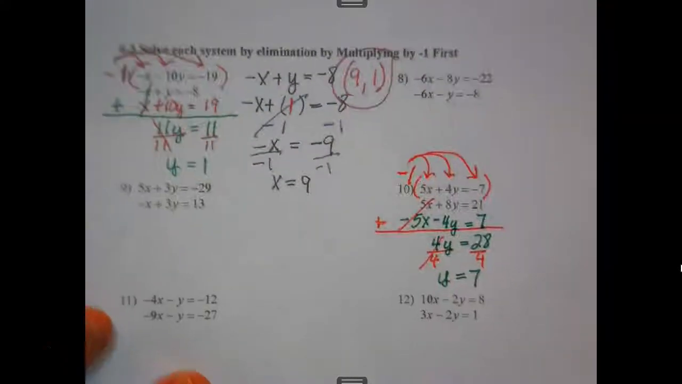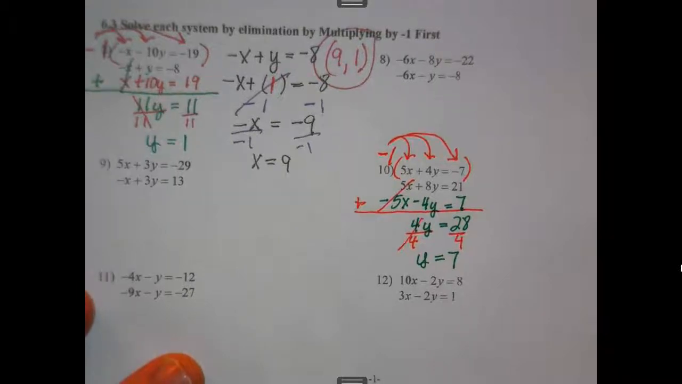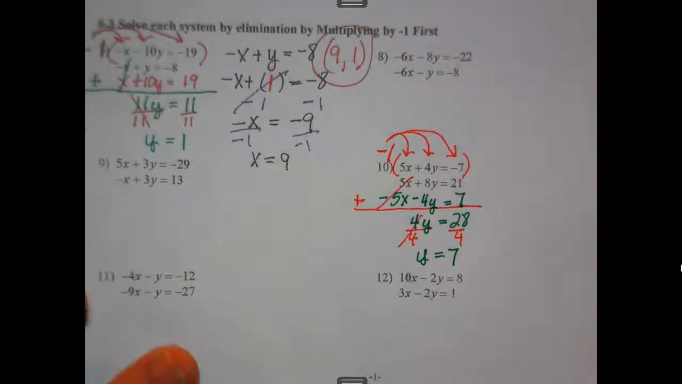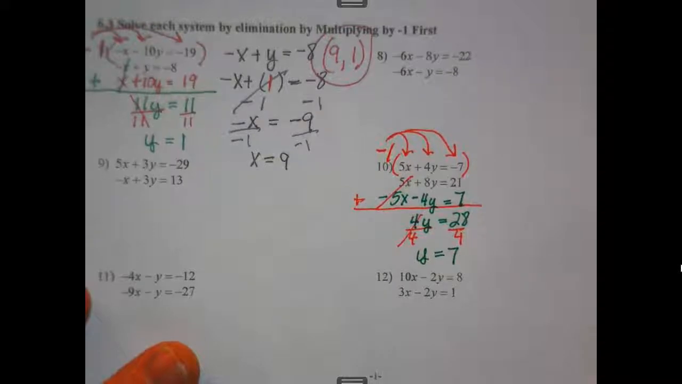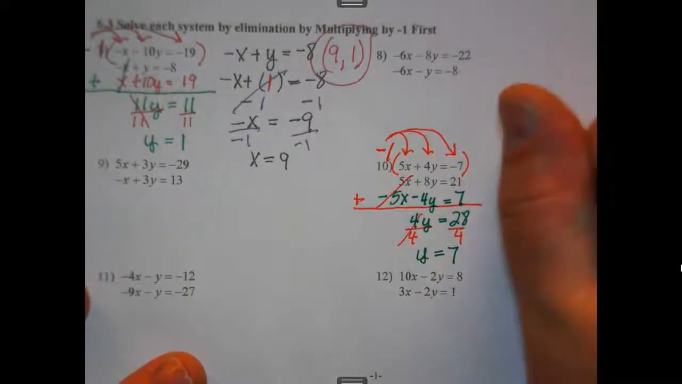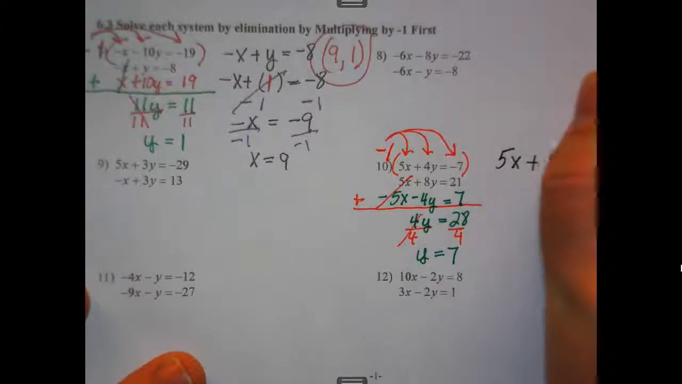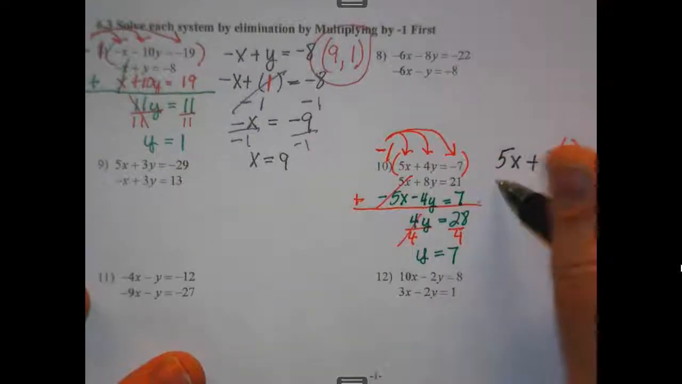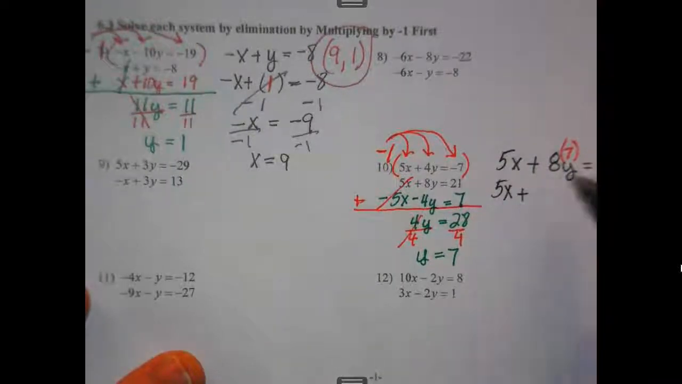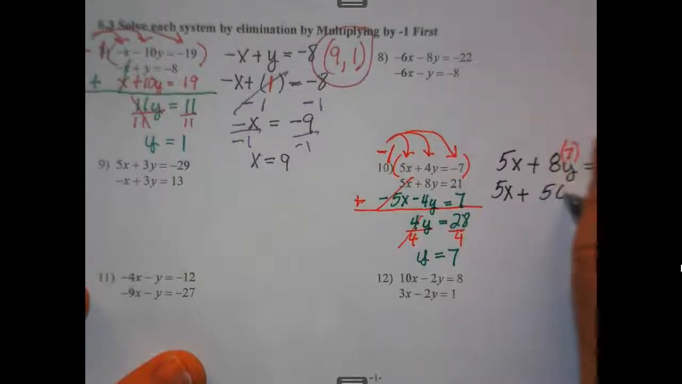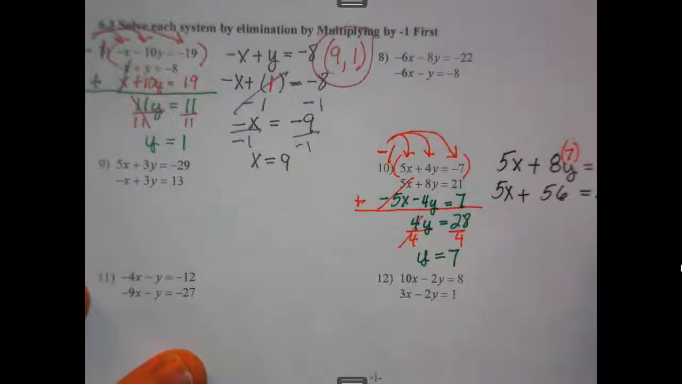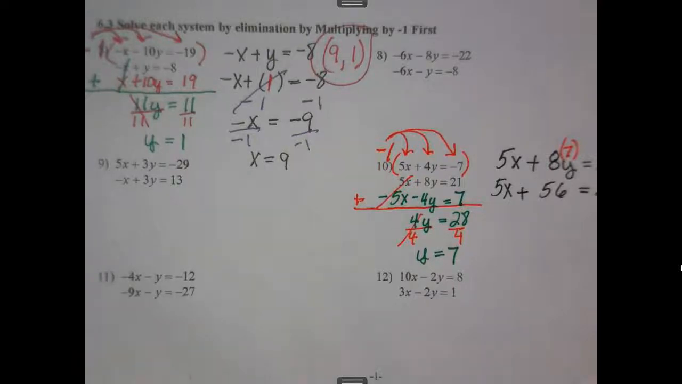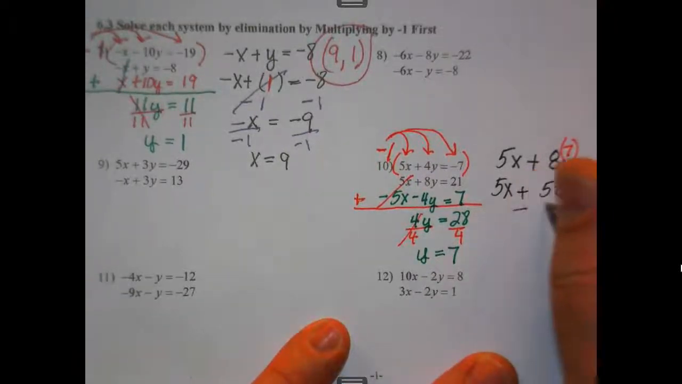Go back and pick one. I'm going to pick the bottom one. 5x plus 8y equals 21. Y equals 7. So I have 5x plus 8 times 7 is 56 equals 21. Subtract 56 from both sides.